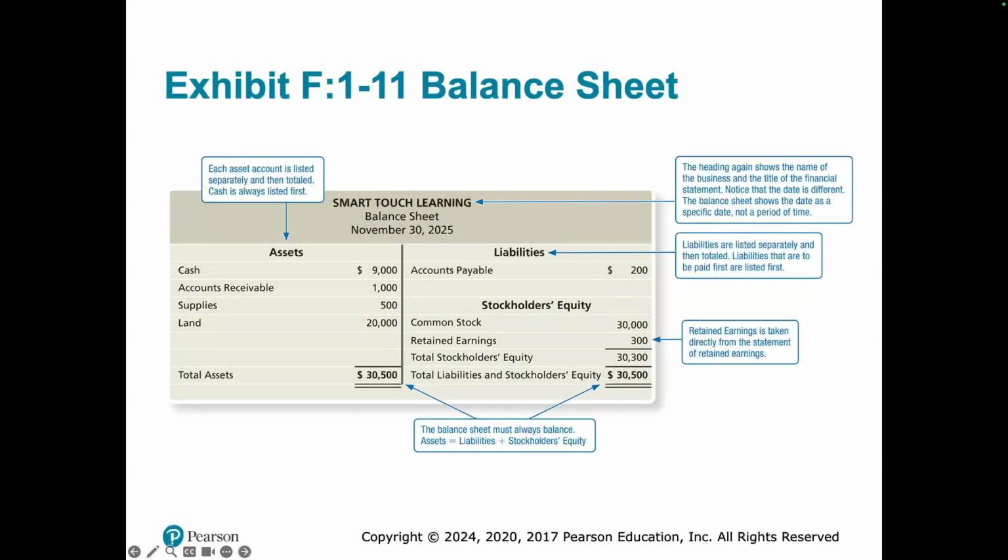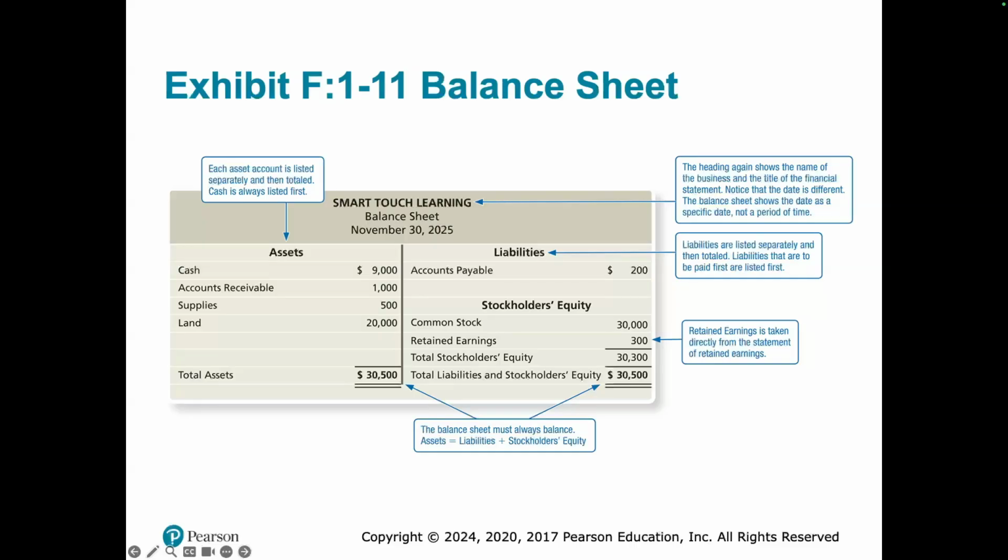And the last one is the balance sheet. This one is going to be a little bit different. It starts off the same. We have the name of the company, we have the name of the statement. But this one is different in that the date is going to say just the date. This is not a time period. So this is just from the beginning to this date. This is where we are.